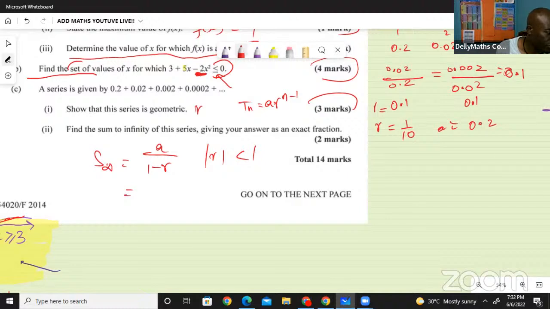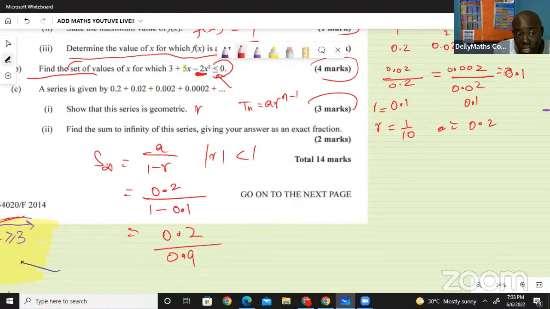We do have 0.2 for a at the top. Underneath here, we have 1 minus the common ratio, and the common ratio was 0.1. I could work with 0.1 there, 1/10 or 10 to the negative 1, or you could just say 0.1 to work easier. So we have 0.2 over 0.9.